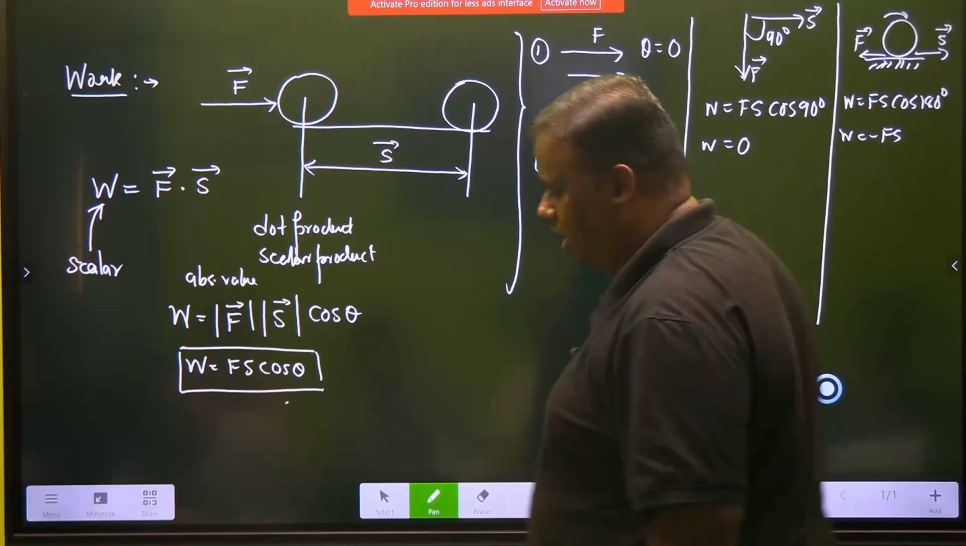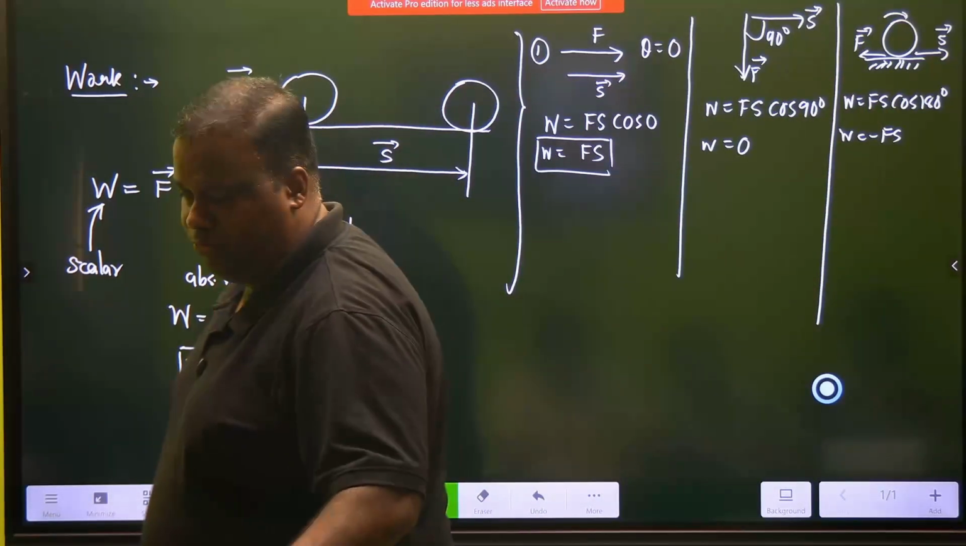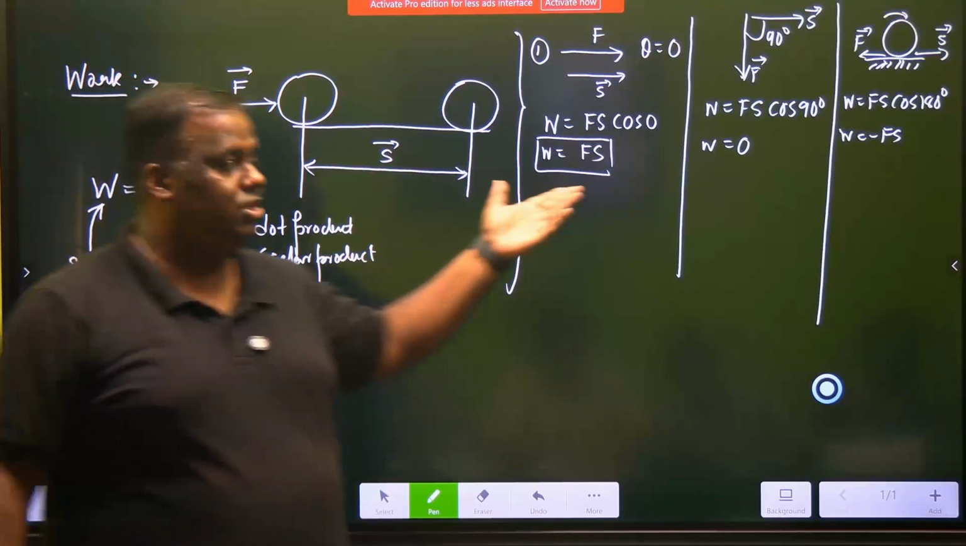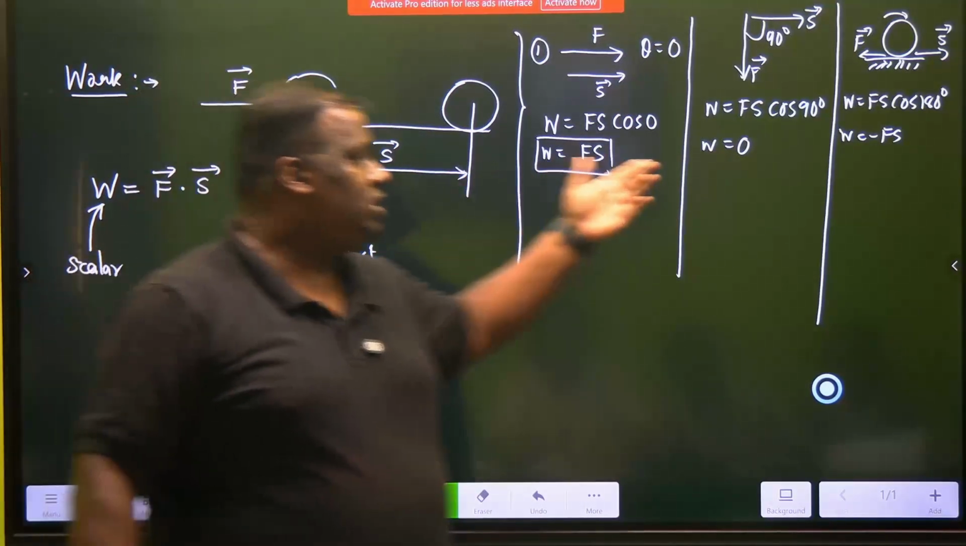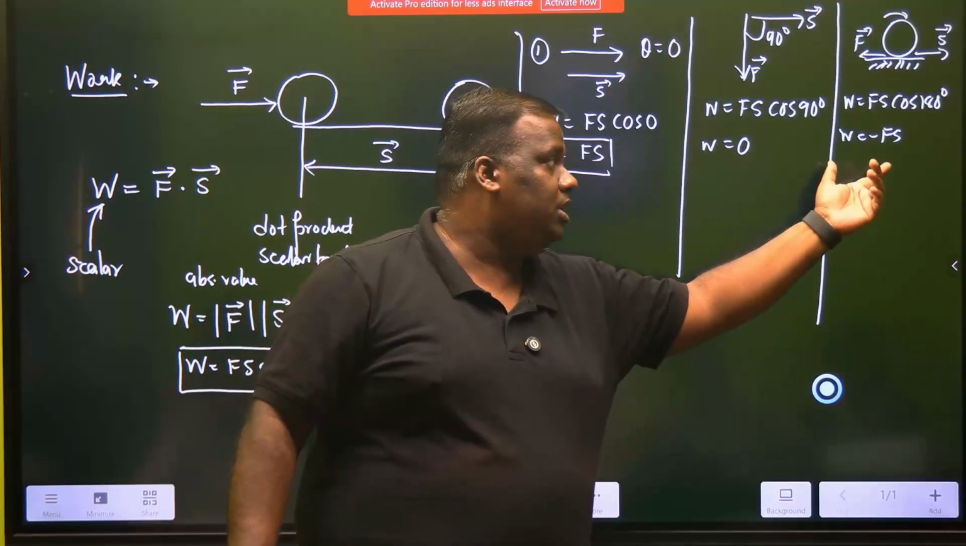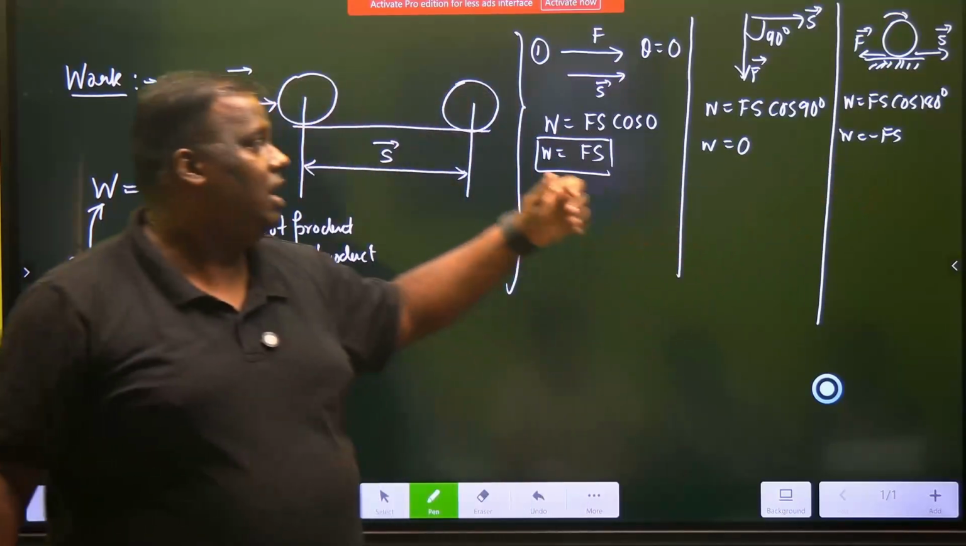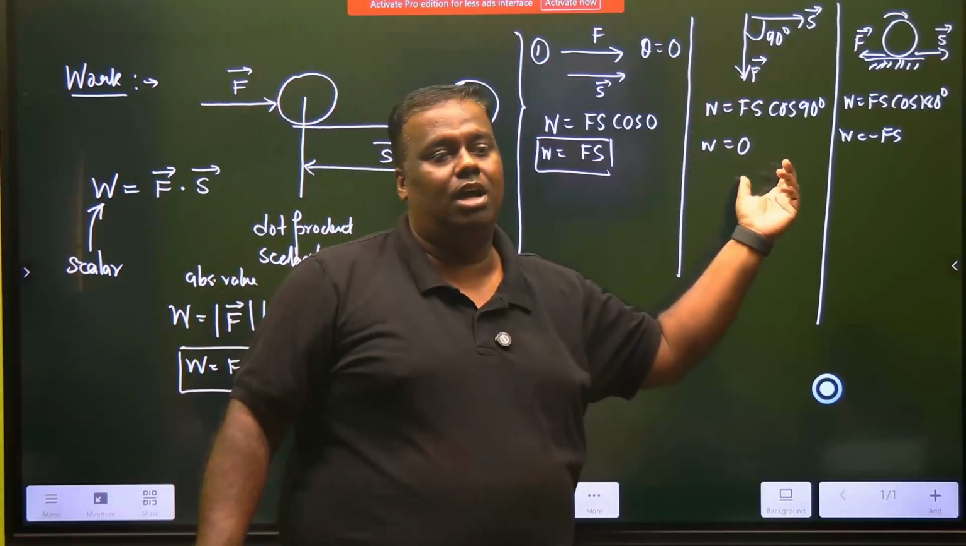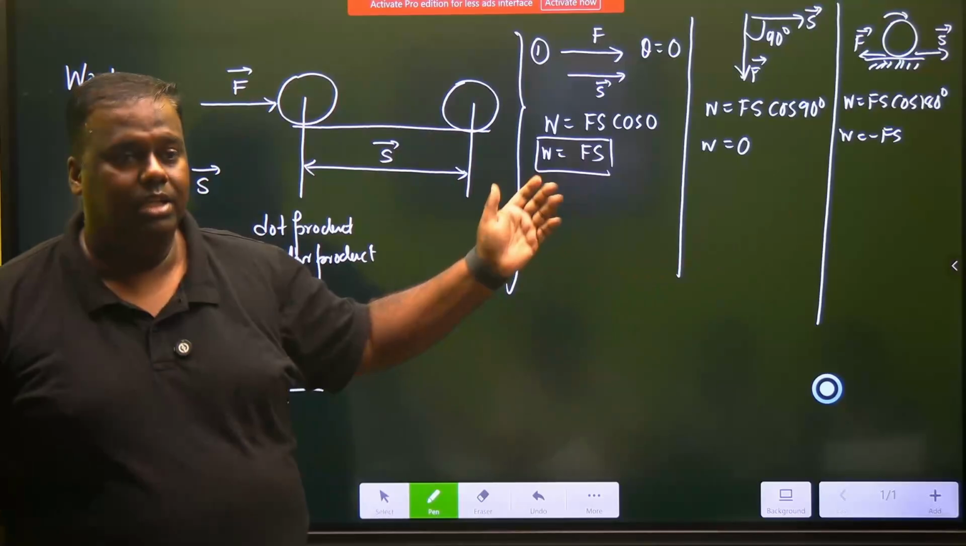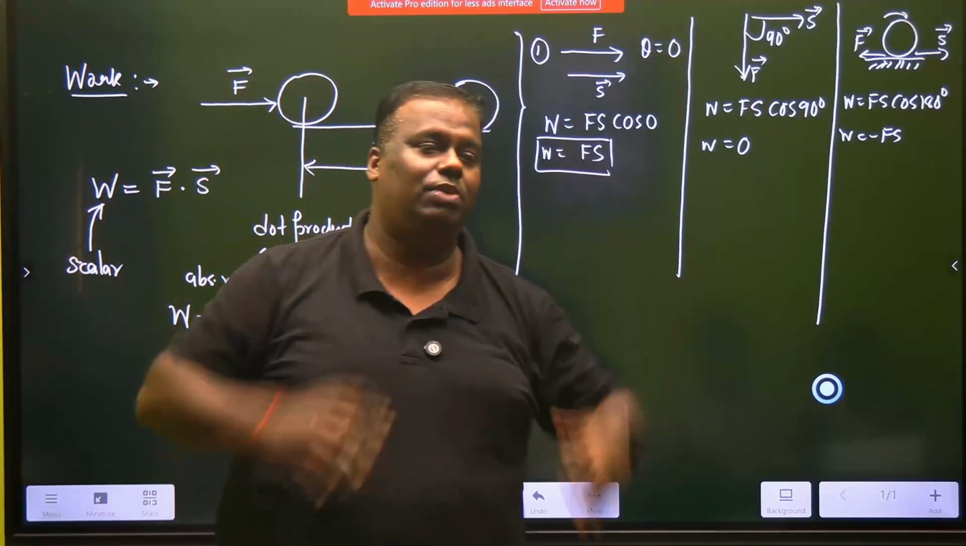In your book in grade 9, they will say if force and displacement are in the same direction, work is Fs. If force and displacement are in opposite directions, then work is negative. And if force and displacement are separated by 90 degrees, then work is 0. But you know it very nicely.